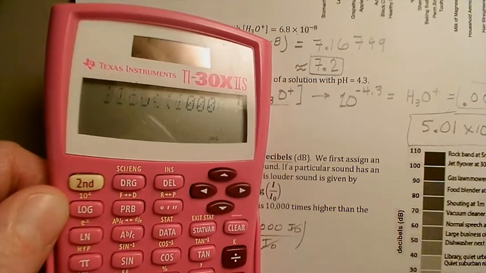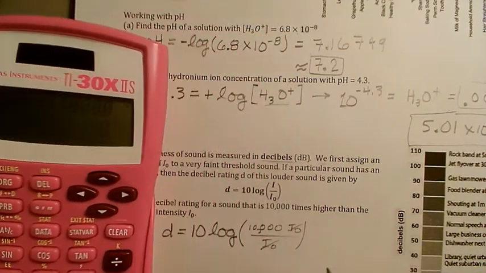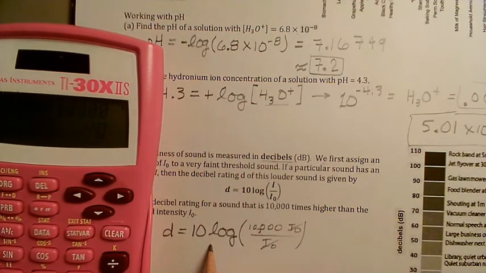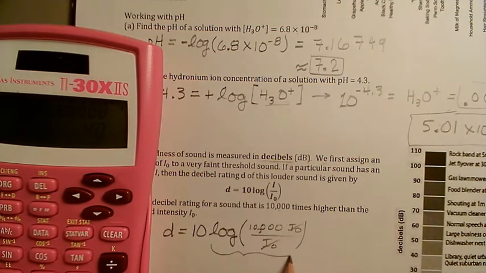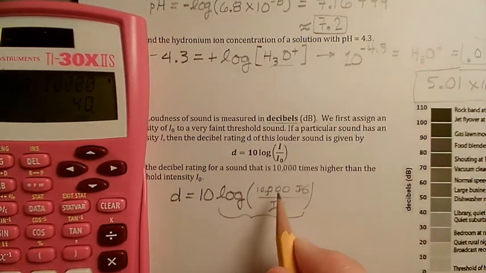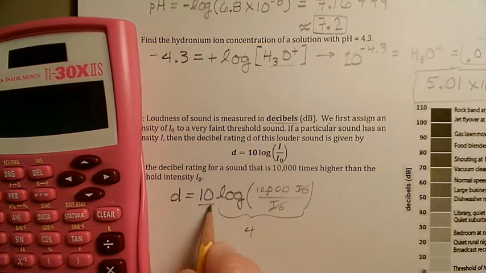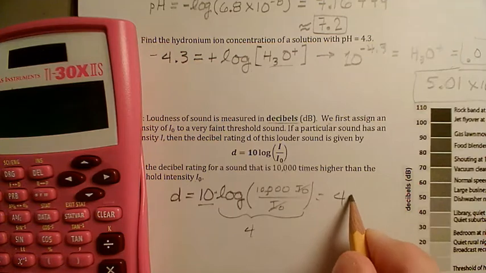All right. And so that is just 40, which makes sense because we know this, right, log base 10 of 10,000 should really just be 4. And so that's 4 times the 10 that's out in front. So it's not surprising that this is equal to 40.